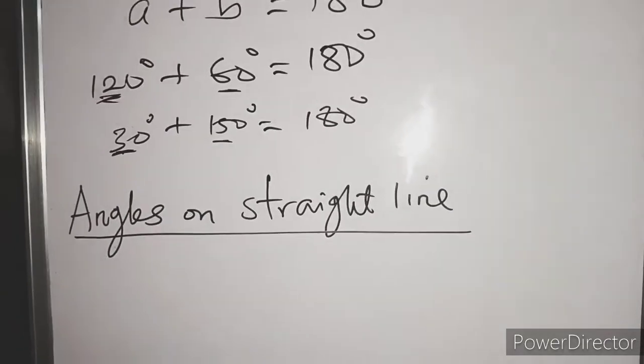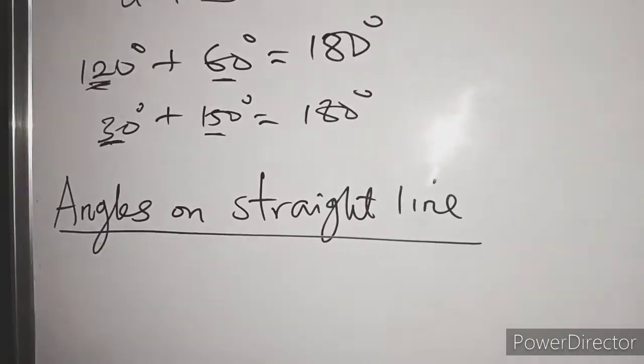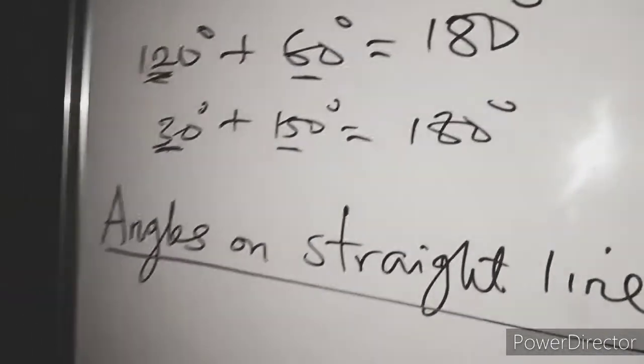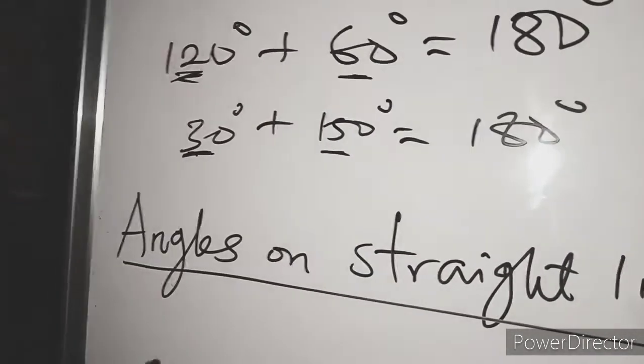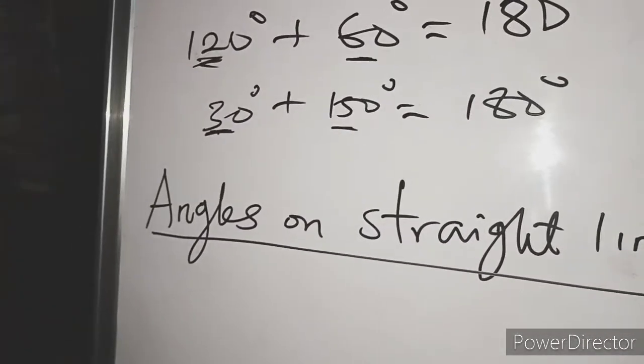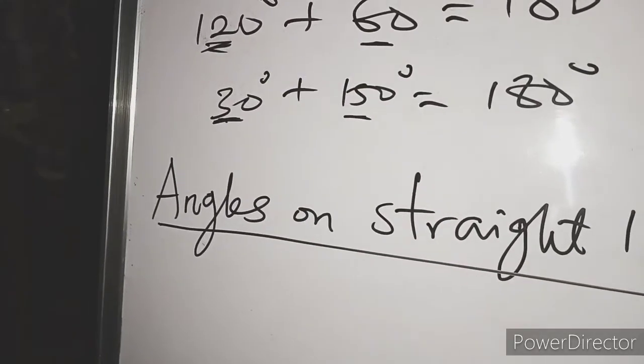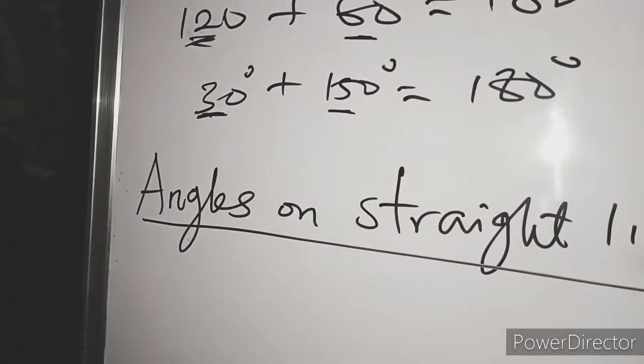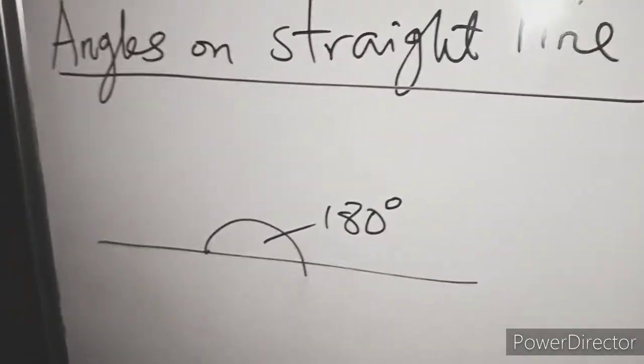And the next is angles on a straight line. The sum of angles on a straight line is 180 degrees. If you have a straight line, the sum of the total angle on this straight line is 180 degrees.